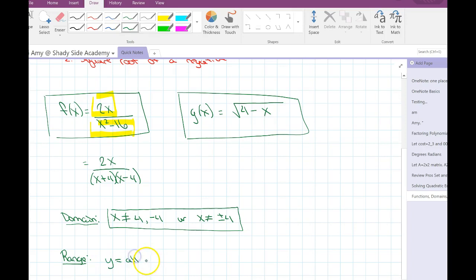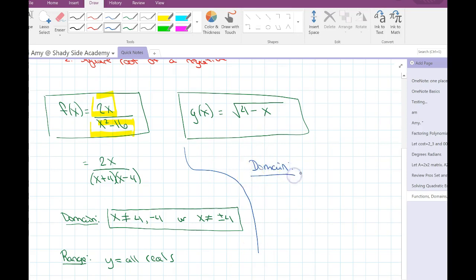There is no value that y cannot be, because there is no value that cannot be the result of dividing two numbers. How about the domain of g of x over here? Domain of g of x, what do you think? Go ahead and try and think about this and then replay me to get the answer.